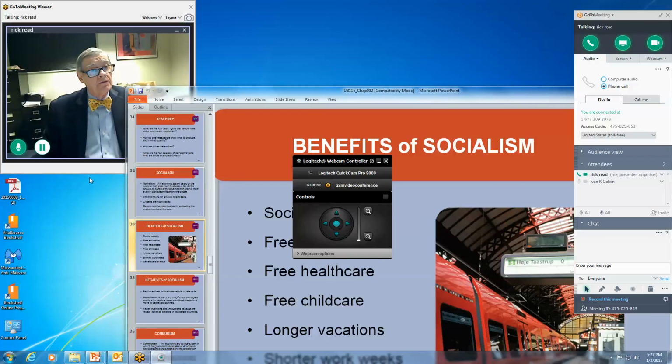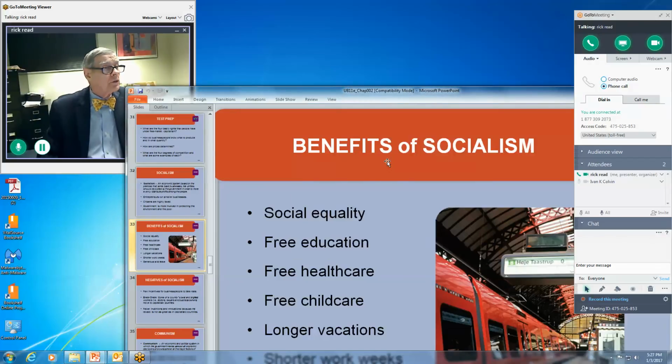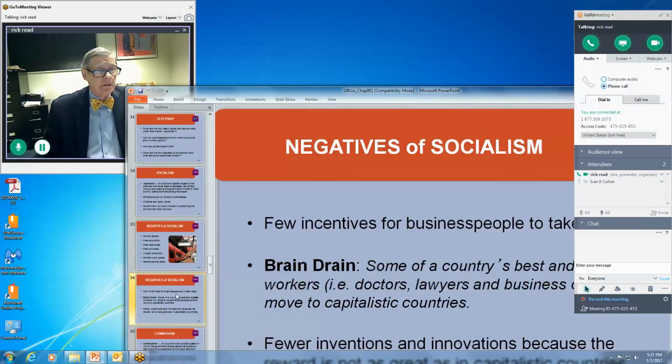Here's some benefits of socialism. Social equality, free education. Now that education is not free because you're being taxed to pay for it. Health care, child care, longer vacations, which is true, the norm in many European countries, for instance, is 3 weeks vacation. Shorter work weeks.